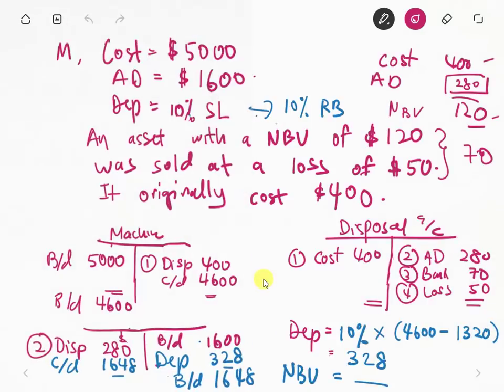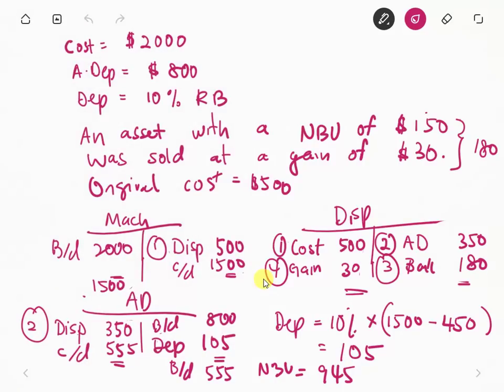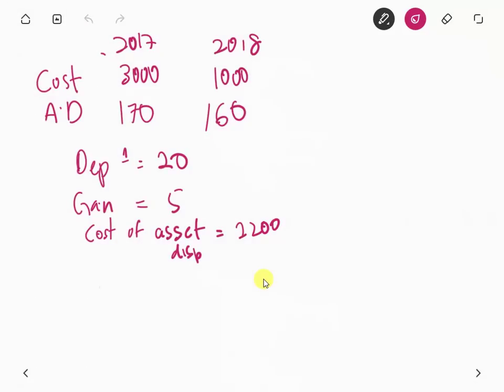this example, if I got, this is 2017 and 2018. Last year cost of asset, this year. Last year accumulated, this year accumulated. Depreciation during the year, and this a gain, means there's a disposal. Gain, 5. Cost of asset disposed is 2002. So normally this is related to cash flow.